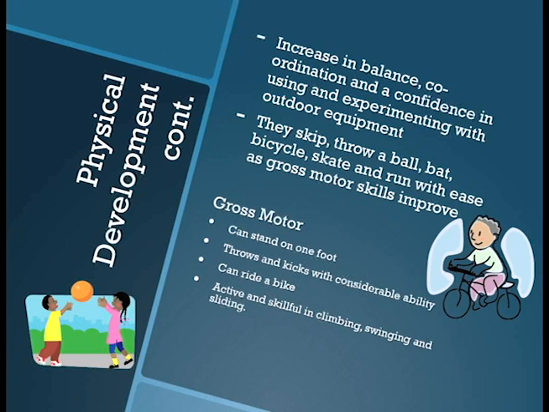On the other end, children are developing their gross motor skills and have an increase in balance, coordination, and confidence with exploring and experimenting with outdoor equipment. Outdoor time is important at this age to further develop gross motor skills, and children will feel at ease when they skip, throw a ball, bat, bicycle, skate, and run. Some examples of gross motor skills they develop at this stage are: they can stand on one foot, throw and kick balls with good ability, ride a bike, and are skillful at climbing and swinging and sliding.